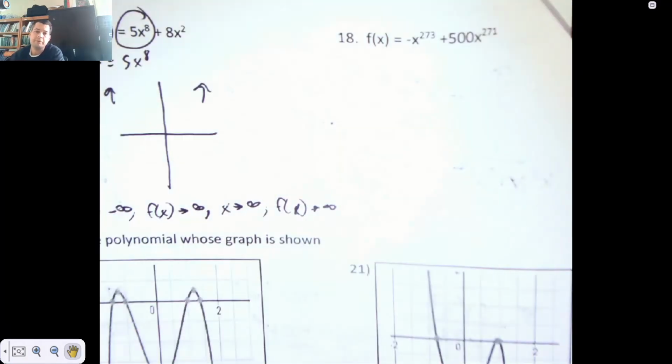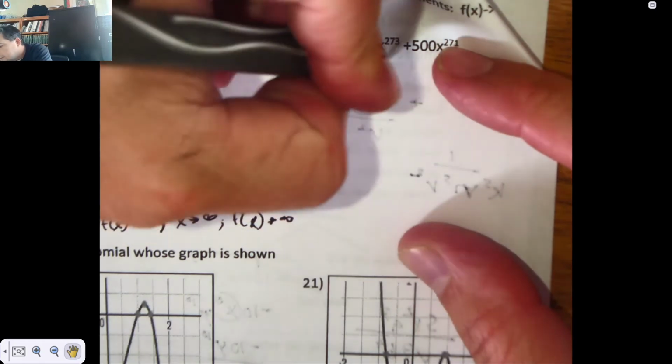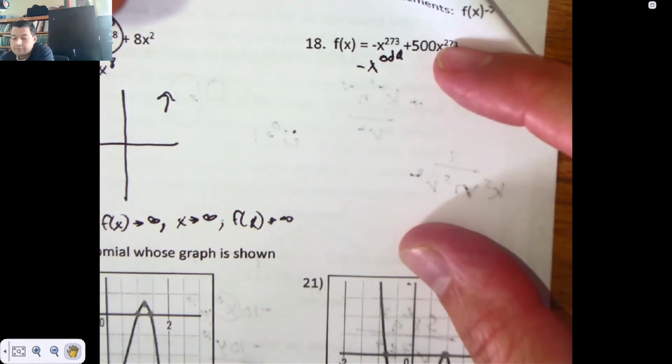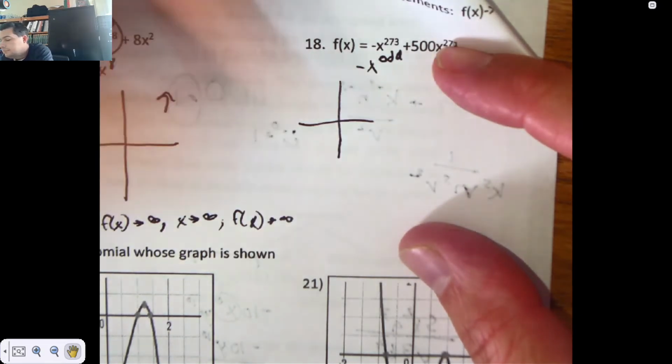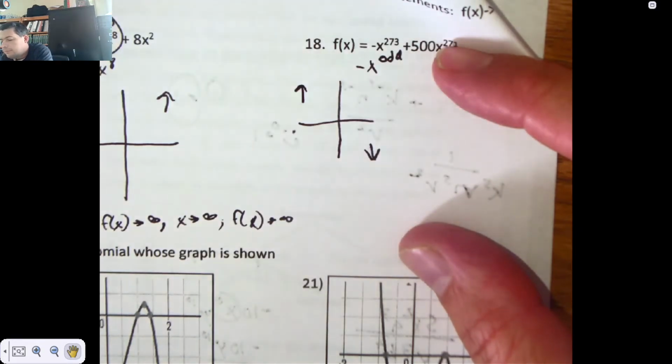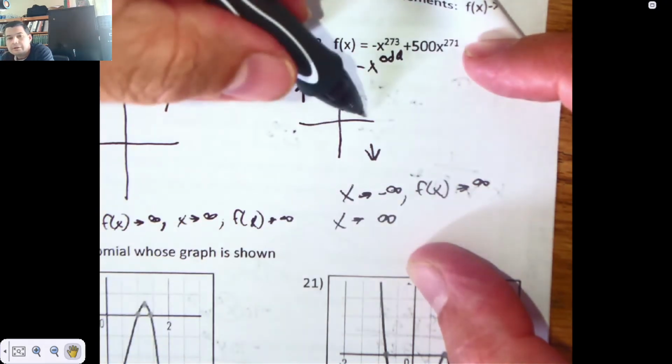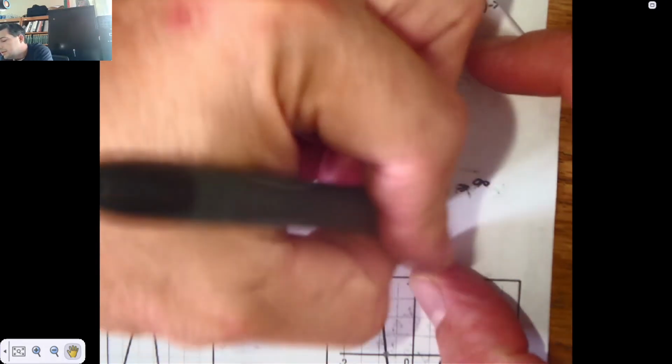And here we have some crazy looking thing. It's negative x to the odd. It's going to behave exactly like number 16 did. It's going to start high and end low. So I'm just going to recopy that text. As x approaches negative infinity, the y values approach positive infinity. And as x approaches positive infinity, I can look at the graph. My y values approach negative infinity.